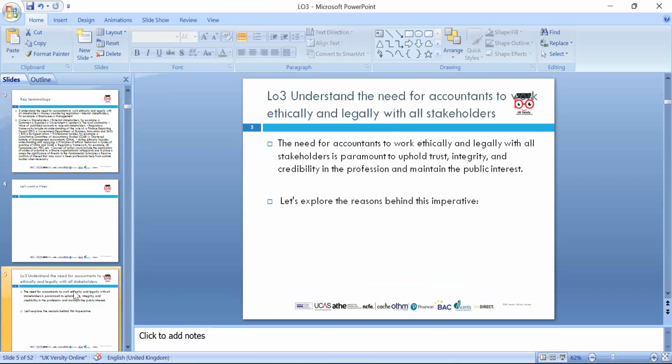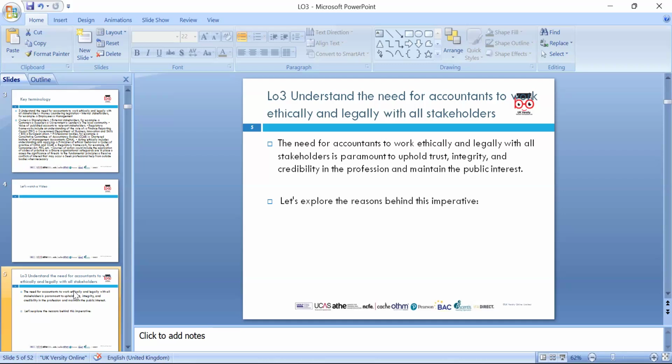So first we have the assessment criteria for LO3. 3.1: Understand the need for the accountant to work ethically and legally with all the stakeholders. Earlier we had a discussion. Stake means anyone who has any interest, internal within the company and external outside the company. We have to meet their interests. We need integrity. We need trust.